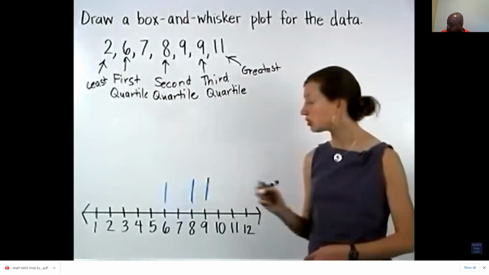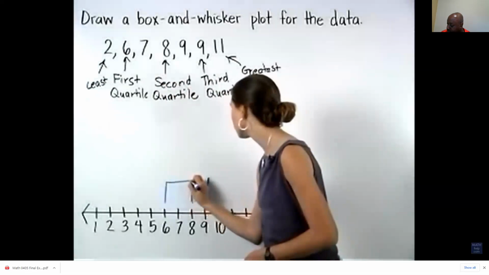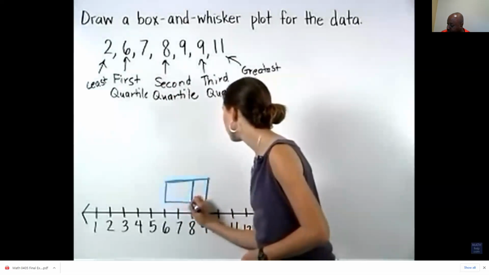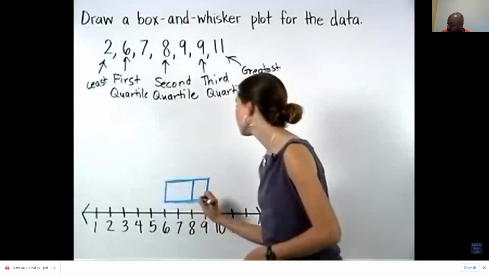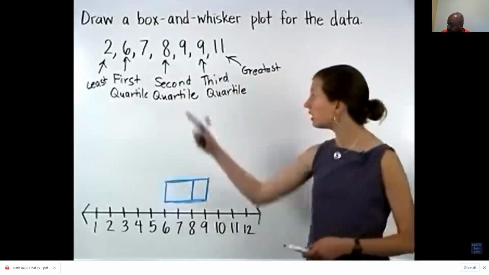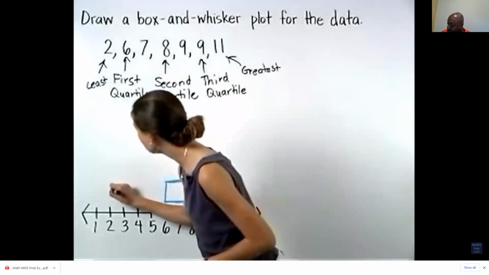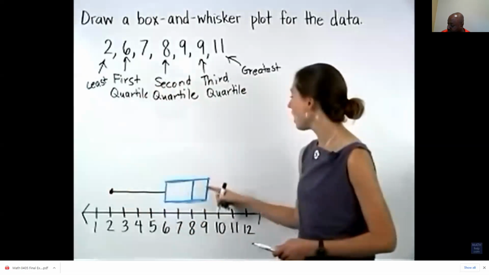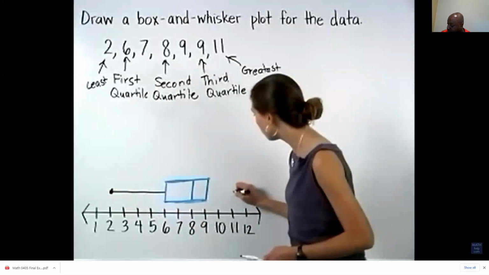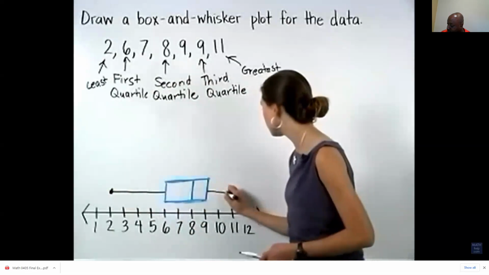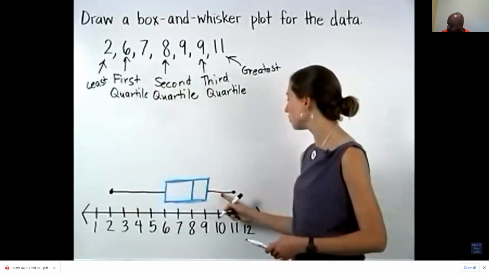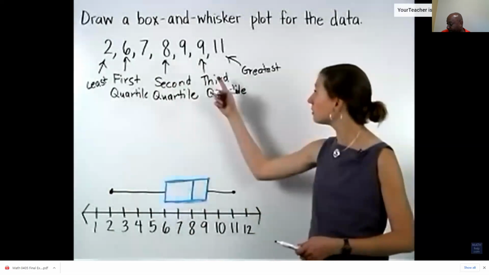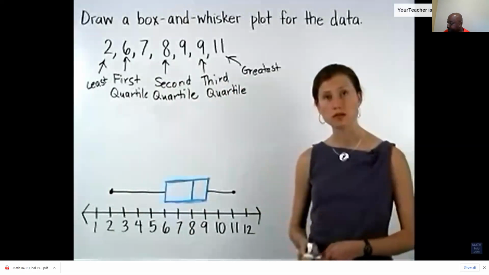Then, connect the vertical line segments to create a box. Finally, we connect the least number, 2, to the box with a line segment, and the box to the greatest number, or 11, with a line segment, and these line segments will be the whiskers. So this box and whisker plot represents the data set shown here.